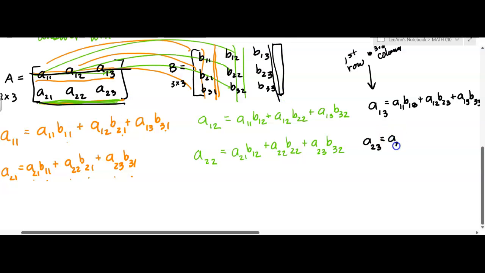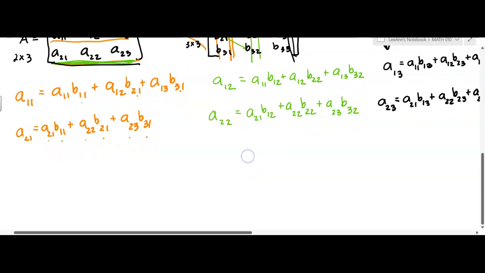So it's going to be A21 B13 plus A22 B23 plus A23 B33. Okay? That's how you do matrix multiplication. Okay? So you have 6 elements. Your final answer is going to be, you're going to have A11, A12, well, let me color coordinate it for you.